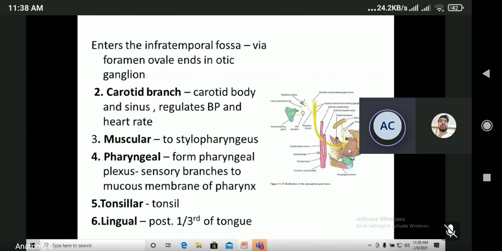Facial. Facial, okay. Which branch? Which branch of facial? Chorda tympani. So the anterior two-thirds.